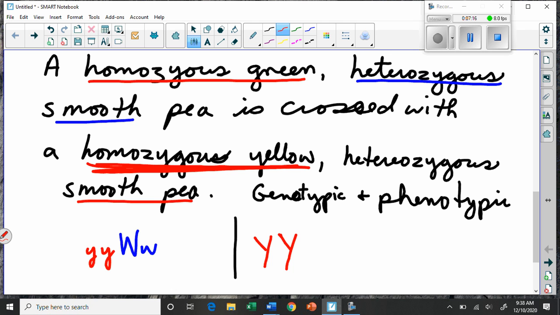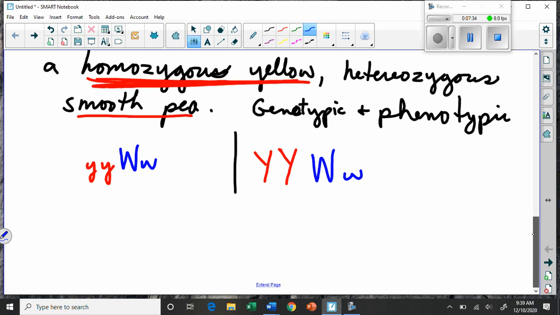Heterozygous smooth. So it has the same as the other one, heterozygous smooth. So those are the two genotypes that we have. And we're keeping track of two traits instead of one. All right. So now we have to think about the possible gametes. This is where it gets a little bit tricky, because the red chromosomes can combine in any way with the blue ones, depending on which one gets pulled where in meiosis.